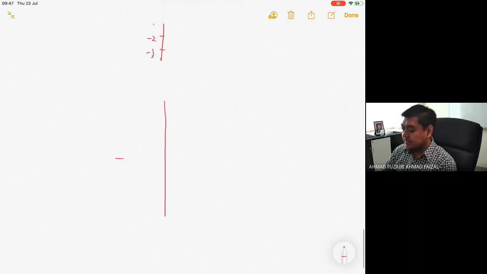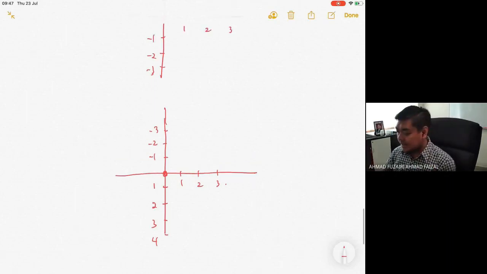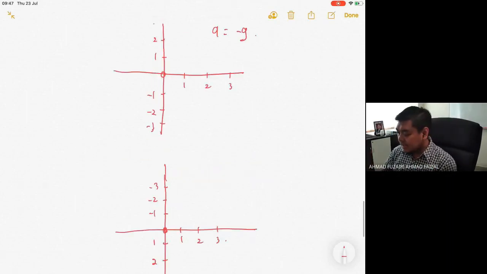Ni Cartesian coordinate kosong 1, 2, 3 ni biasa. Yang Y dia kira macam mana? Dia pelik sikit. Dia pelik 1, 2, 3, 4. Negatif 1, negatif 2, negatif 3 dan seterusnya. Nampak? Dua situation yang berlainan. So yang ni A dia equals to G. Ini A equals to negative G. Yang ni A equals to G.